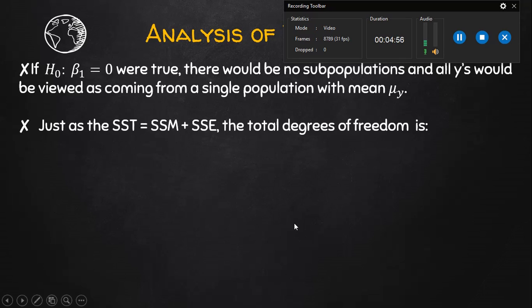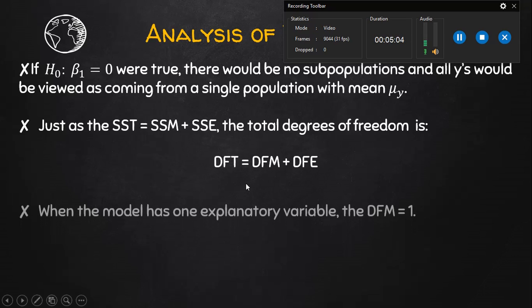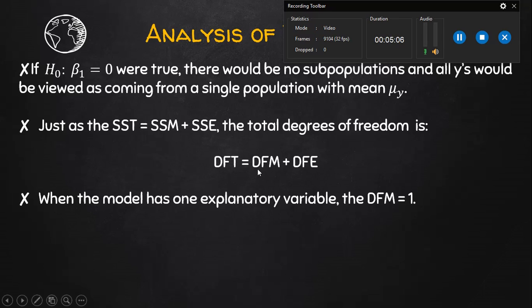So we will have degrees of freedom with this model. We have DFT, degrees of freedom total. We have DFM, degrees of freedom for the model. Because we're working with simple linear regression, we have one explanatory variable. So in this scenario, the degrees of freedom for the model is always 1. Again, one explanatory variable.